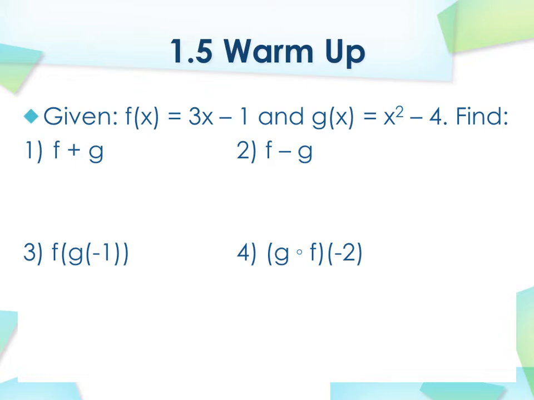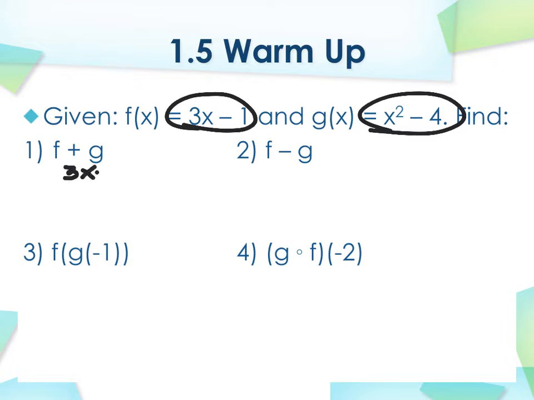So f plus g would mean literally take the f and add it to the g. So 3x minus 1 plus x squared minus 4, and then combine like terms. This time you can add the negative 1 and the negative 4, and I'd get minus 5.